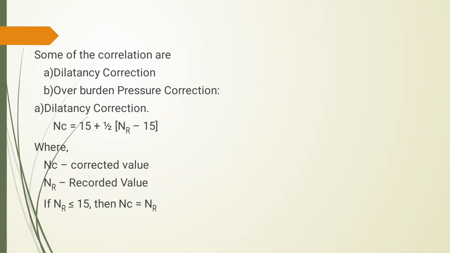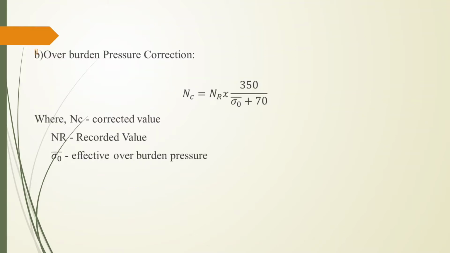There are two corrections: dilatancy correction and overburden pressure correction. Dilatancy correction is Nc = 15 + 1/2 (Nr - 15). Here Nc is the corrected value and Nr is the recorded value. If Nr is less than 15, then Nc = Nr.